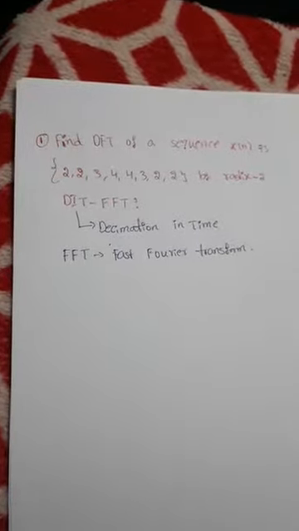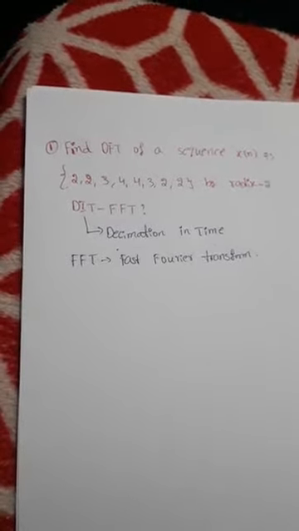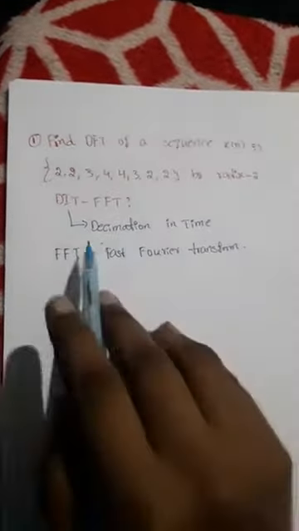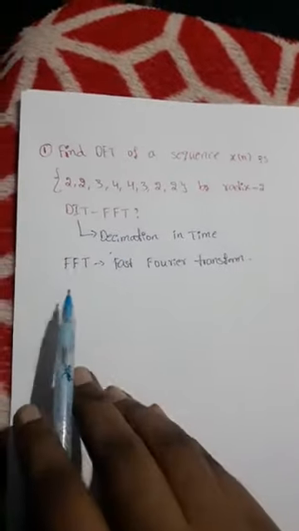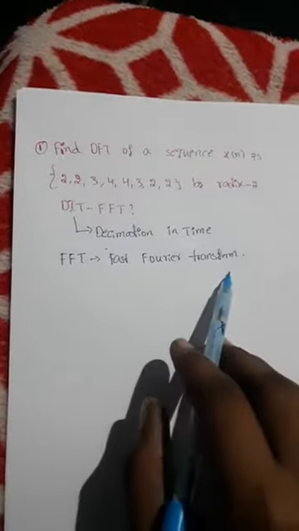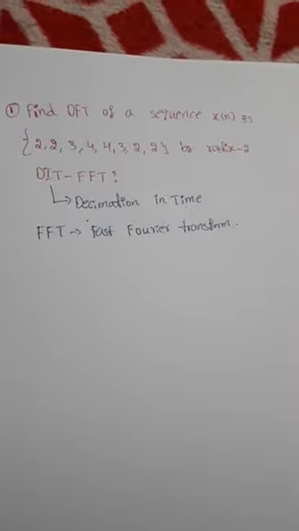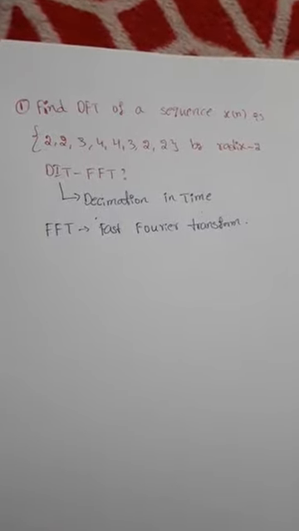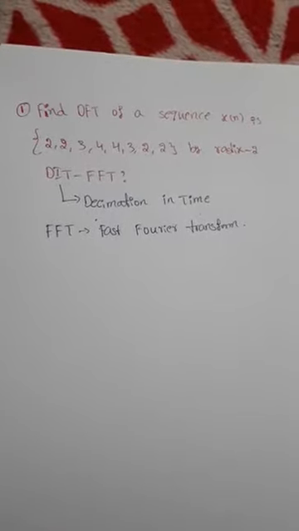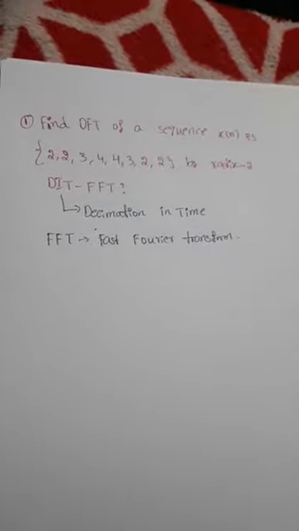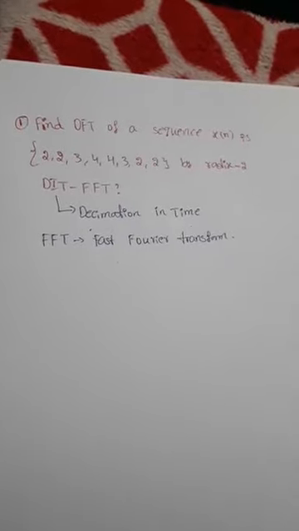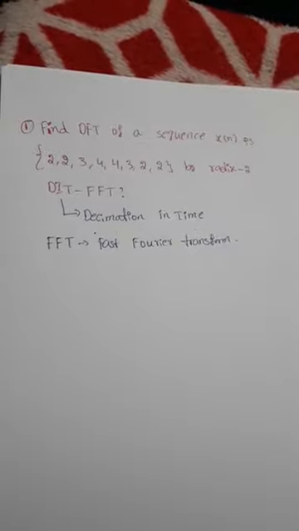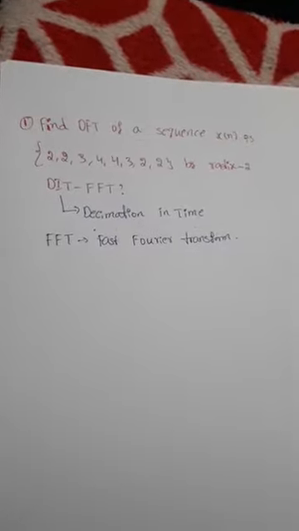Today we will find the DFT of a sequence by using the radix 2 DIT FFT method. Here DIT means decimation in time and FFT means fast Fourier transform. As you can see, we have been given the sequence x of n with 8 elements. We will get an 8 point DFT for this sequence. So we will solve this step by step.